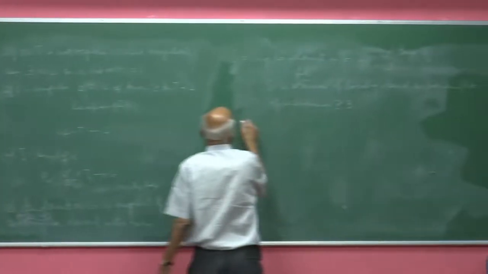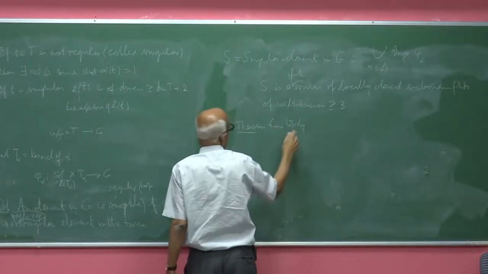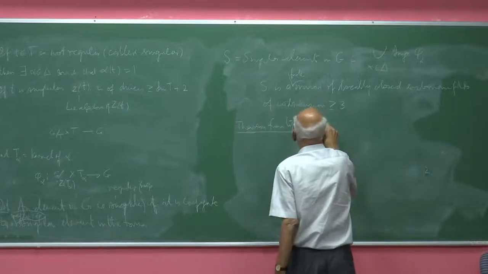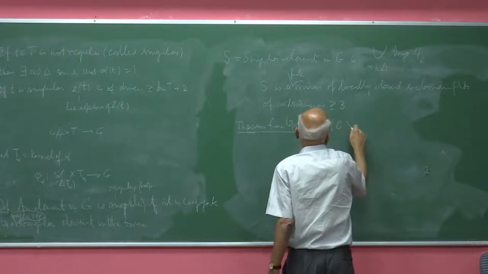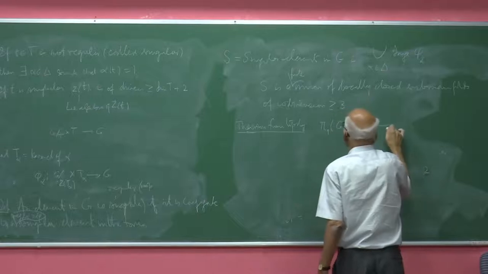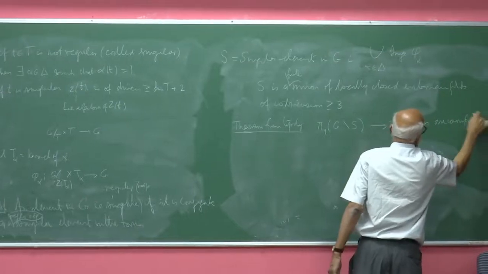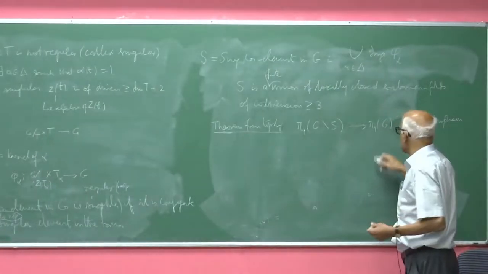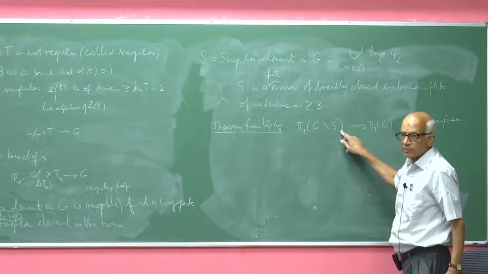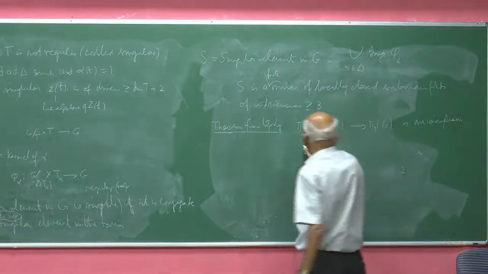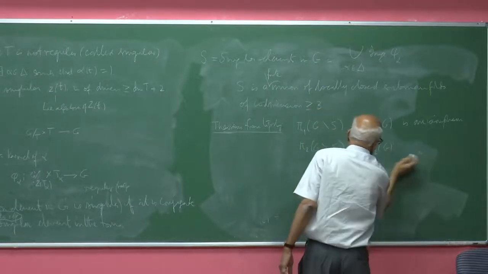Now I have to quote a theorem from topology. The theorem from topology implies the following thing: pi 1 of G minus a singular set to pi 1 G is an isomorphism. That is, in other words, a mapping of the circle into the group can be moved continuously into a mapping into G minus S. That's what it says. And pi 2 of G minus S to pi 2 G is onto.